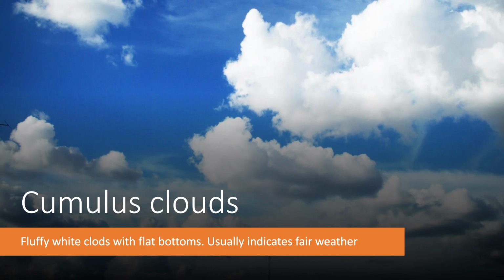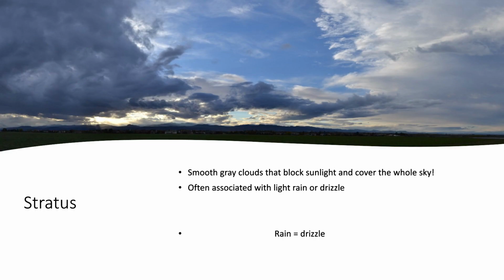Or I think it's becoming stratus. Let's talk about stratus. Smooth gray clouds that block sunlight and cover the whole sky, often associated with light rain or drizzle. So I don't know if it's a cumulus cloud, but I do think soon it's going to become a stratus. So that means it could bring rain soon or snow.